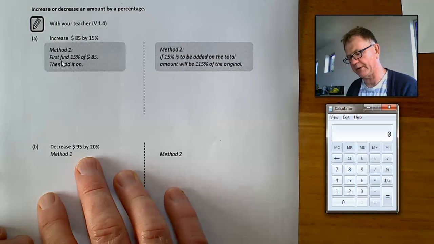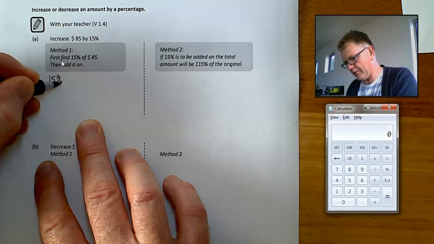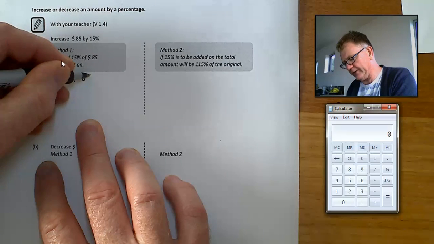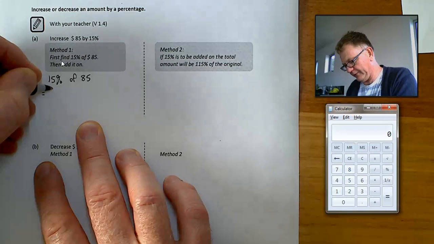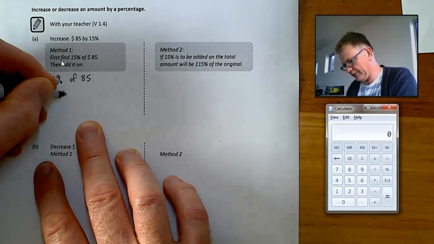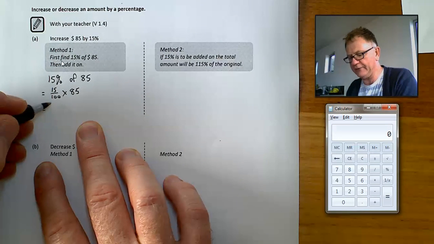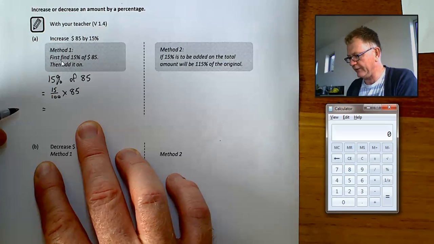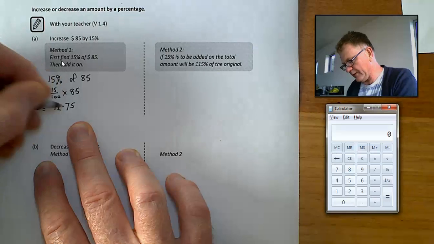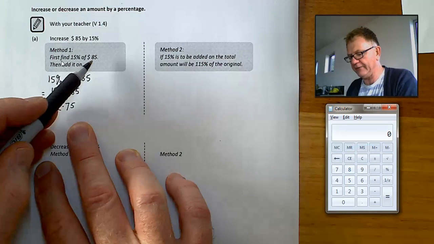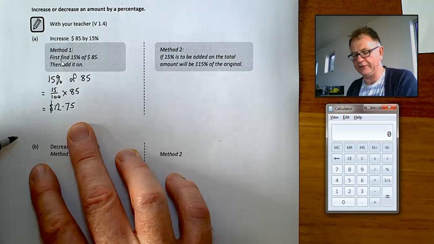Now the first method I'm going to show you is first of all work out what 15% of $85 is, and then we're going to add it on. 15% of 85 is equal to 15 over 100 times 85. On your calculator, 15 divided by 100 times 85. I've done this beforehand. It's $12.75. We want to increase $85 by 15%, so we want to increase $85 by $12.75.